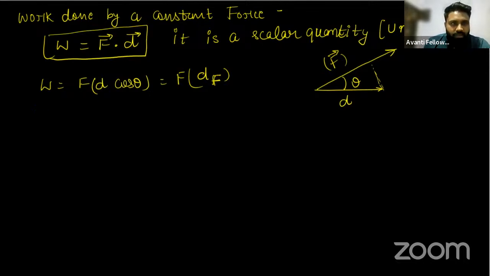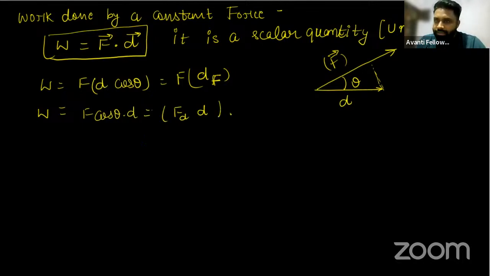Another modification, you can say that it is F cos theta into D. So it is nothing but F in the direction of D, the component of force in the direction of displacement, multiplied with the magnitude of displacement. So you can note these formulas down. The unit is also joule. It is a scalar quantity, no need to worry about the direction.